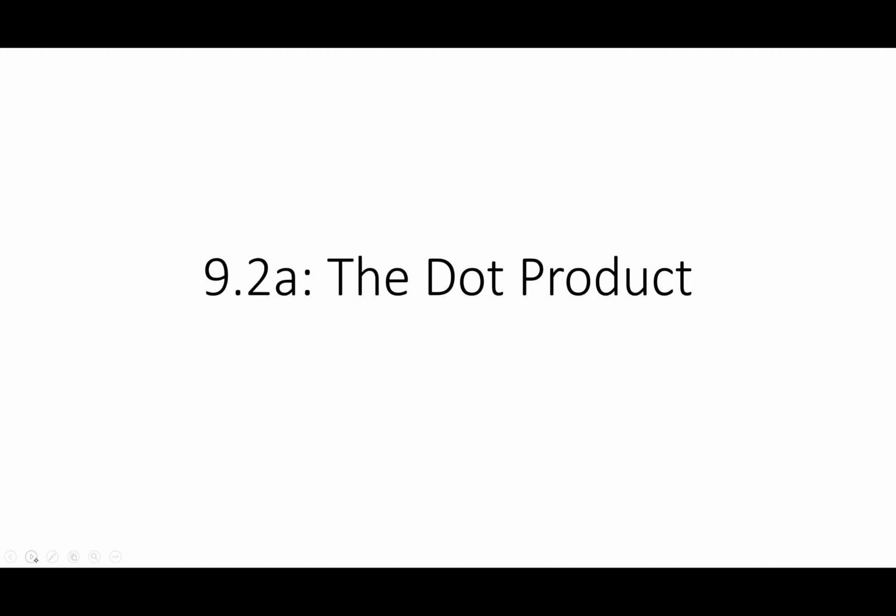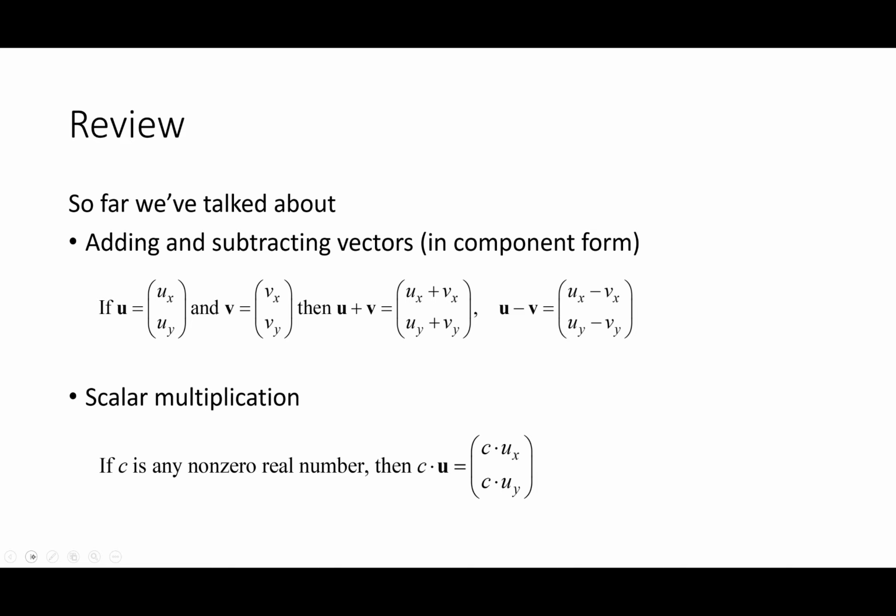So, 9.2 will all be about this thing called the dot product. And why are we going to talk about this thing called a dot product? So far, last week in 9.1, we talked about arithmetic operations of vectors. When we have two vectors in component form, it's very easy to add and subtract them.